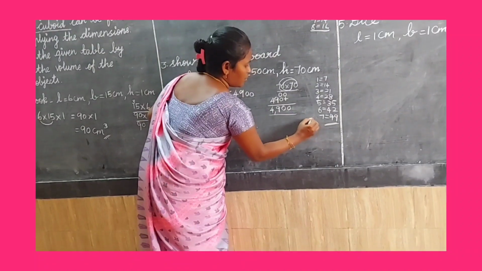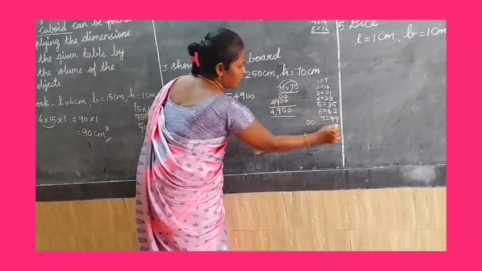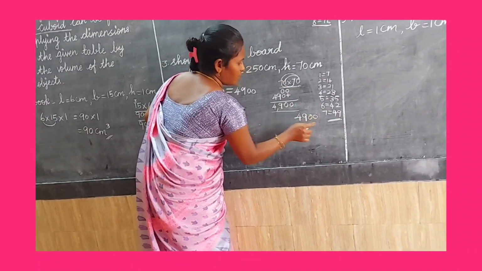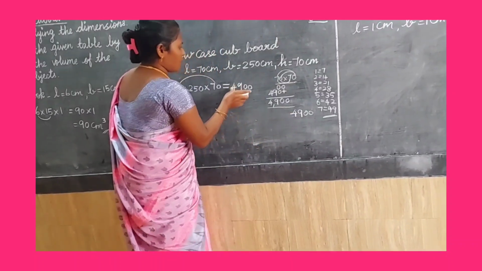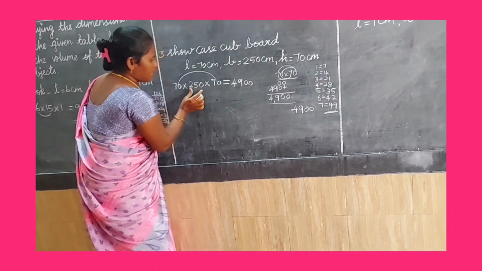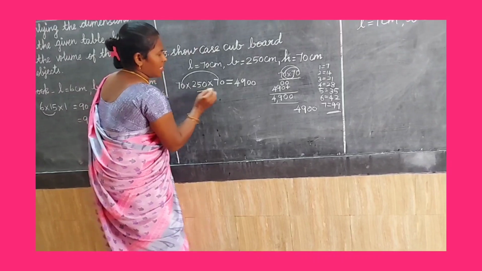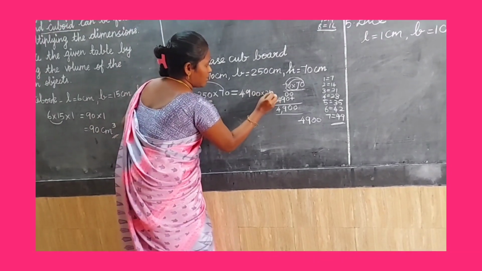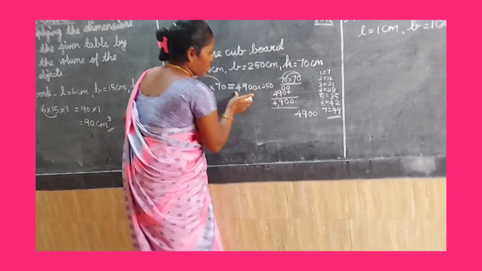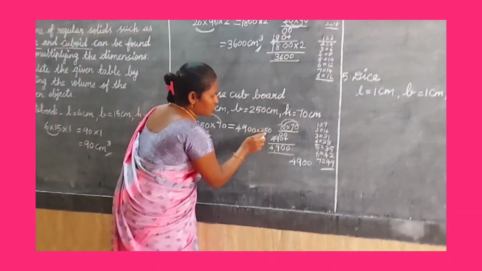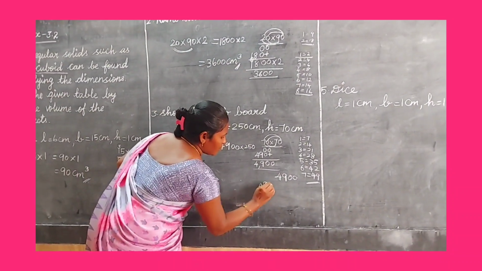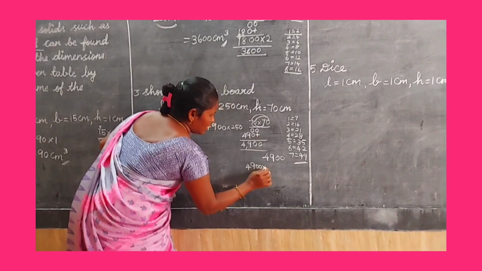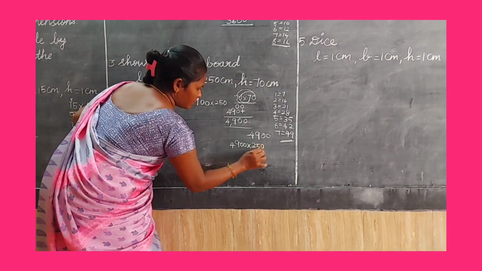In an easy way, 70 into 70 means 2 zeros are there. So we write 2 zeros. 7 sevens are 49. This way also we can write the value. So 4900. Only one value is remaining here, that value is 250. Now multiply 4900 into 250.